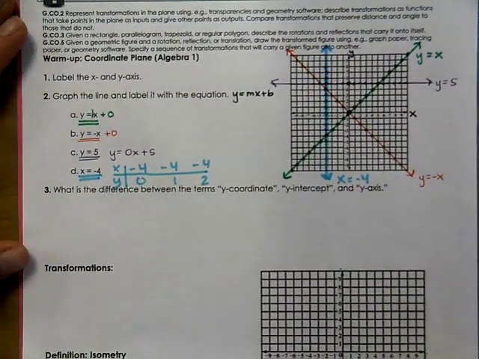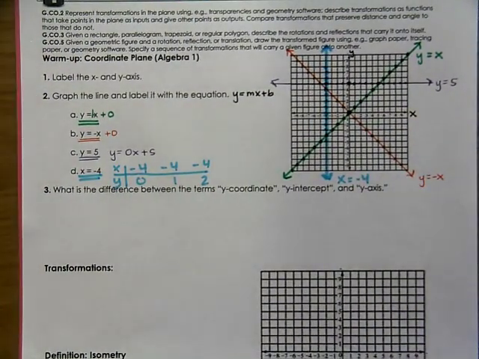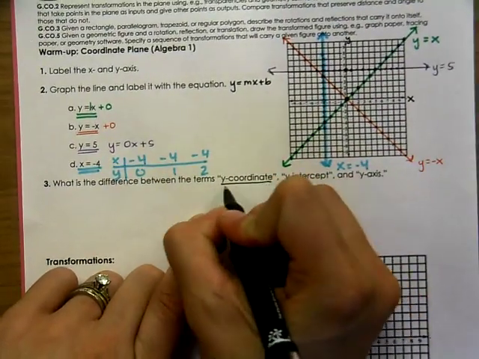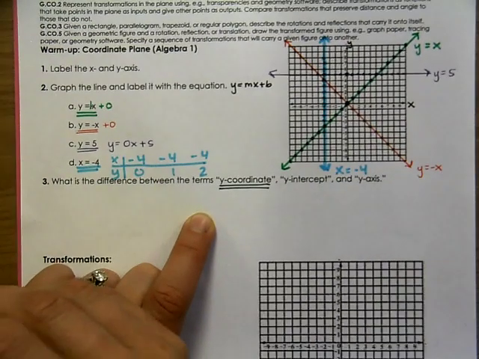So those are all of our graphs. Number 3 wants us to know the difference between y-coordinate, y-intercept, and y-axis. I'm not going to write these in complete sentences, I'm just going to talk through them. When we talk about y-coordinate, we're talking about an ordered pair.